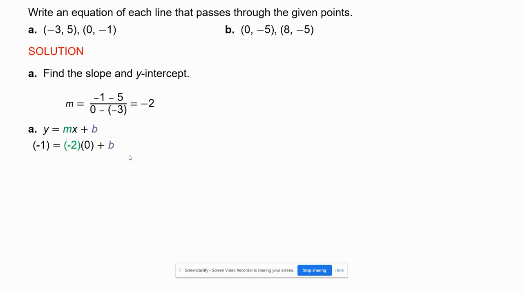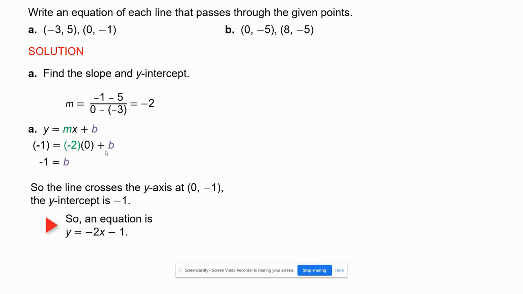Since -2 times 0 is 0, and 0 plus b is b, our y-intercept is -1. So our line will cross the y-axis at 0, -1, which makes the y-intercept -1, and our equation then is y equals -2x minus 1.